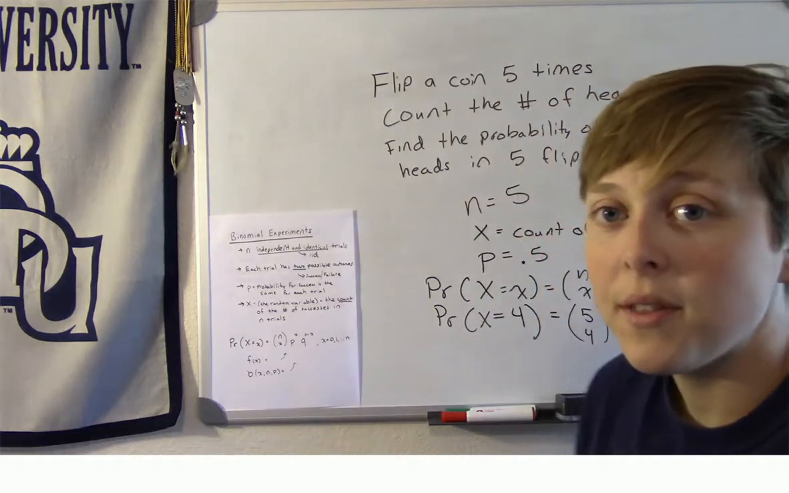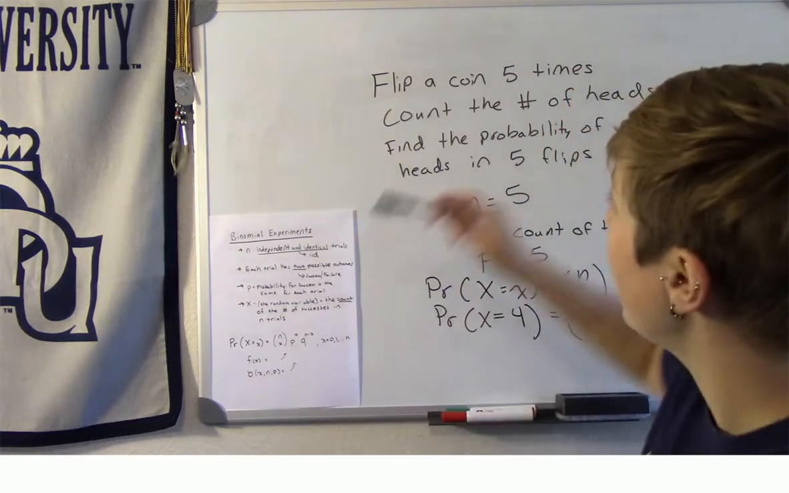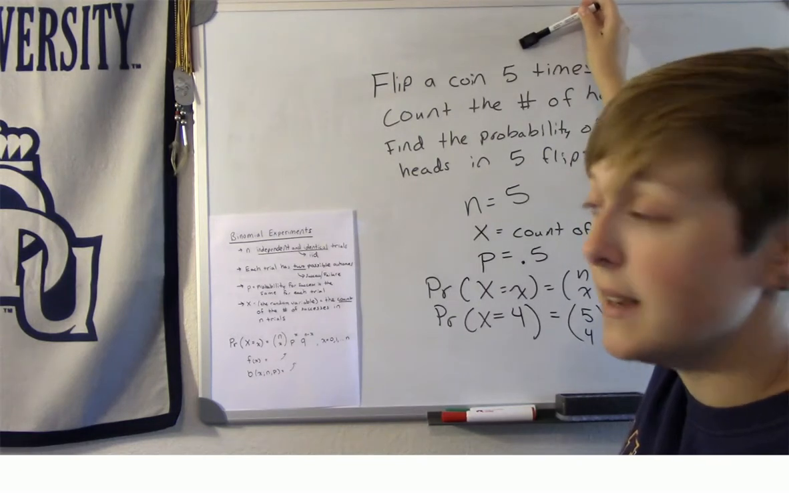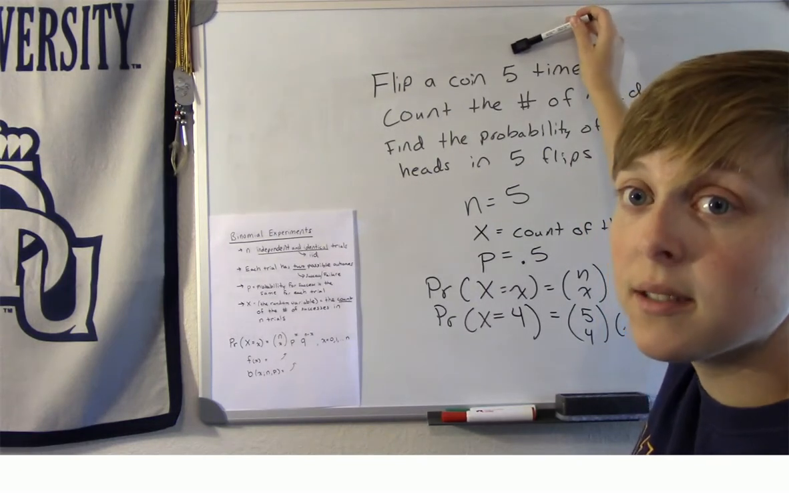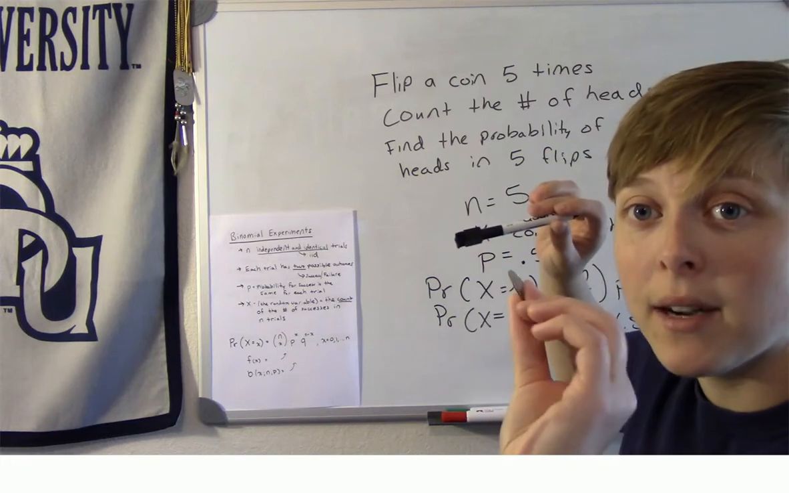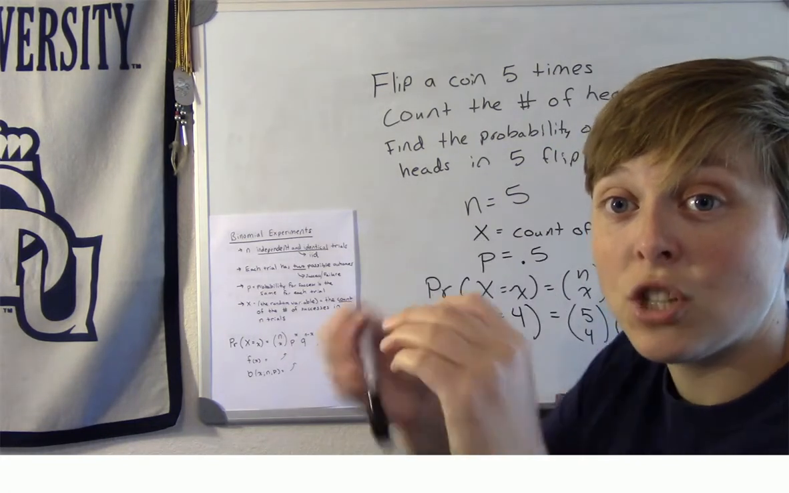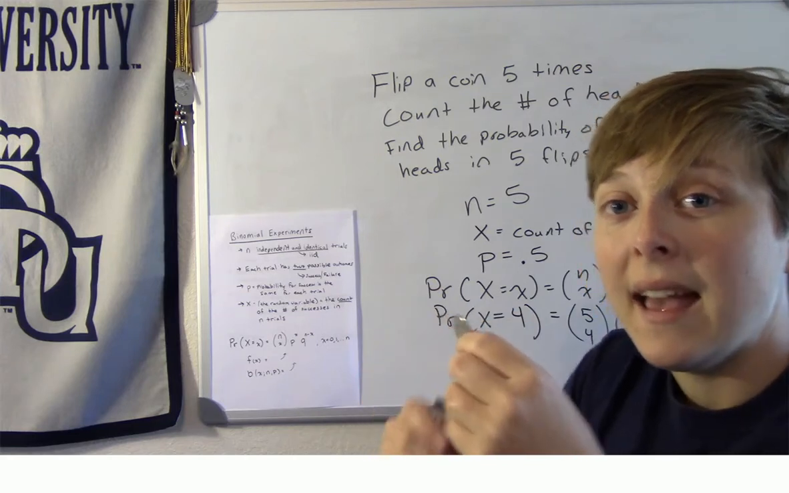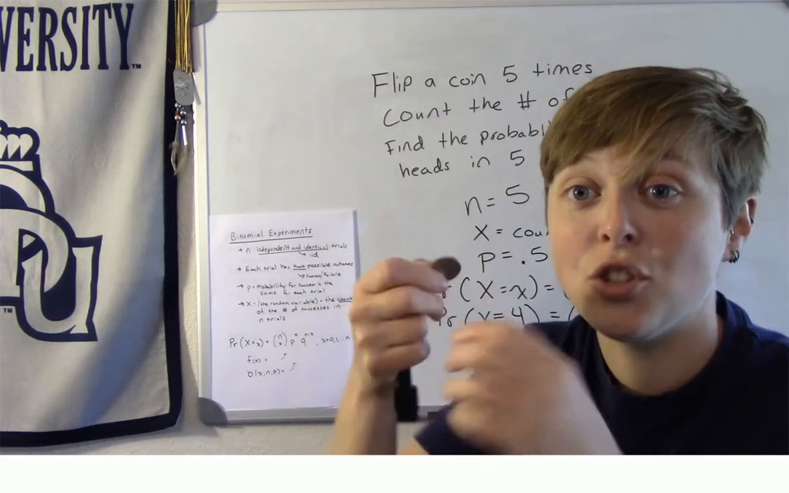But the most important things that you saw here are that we defined the number of times that we were going to flip the coin ahead of time. So we defined the number of trials, that there were 2 possible outcomes, that each trial was independent of the previous trial, and that the probability of getting a success for each trial was the same.